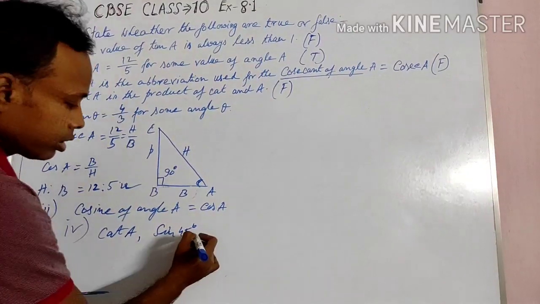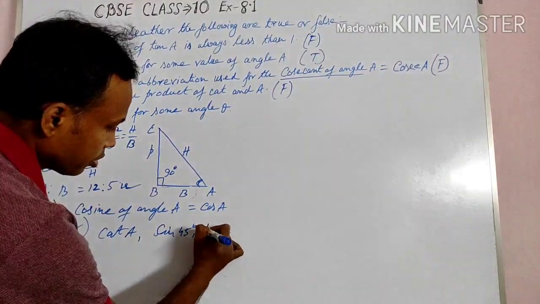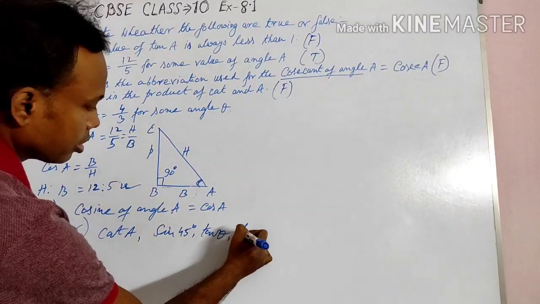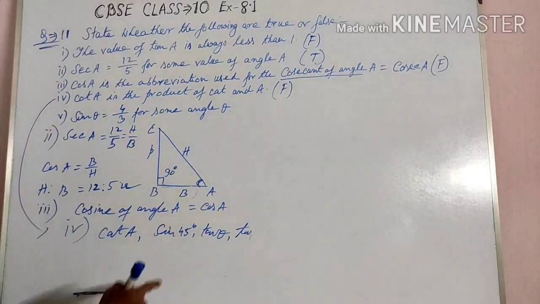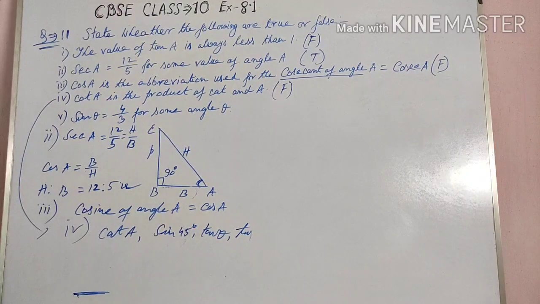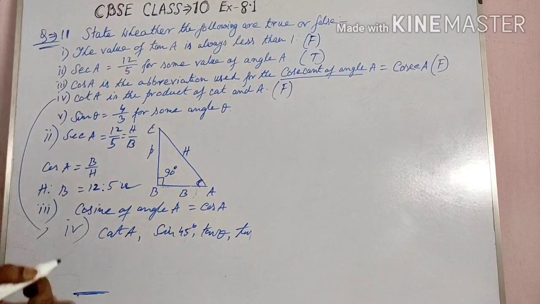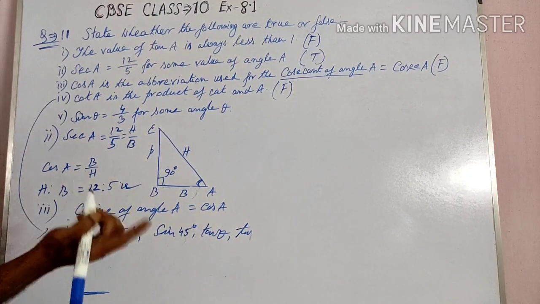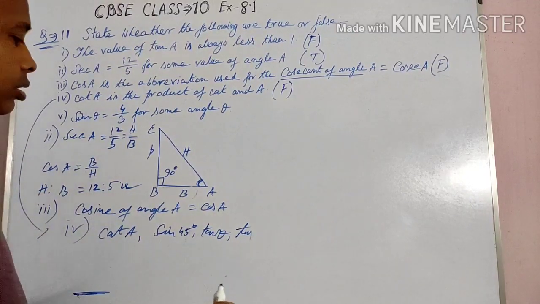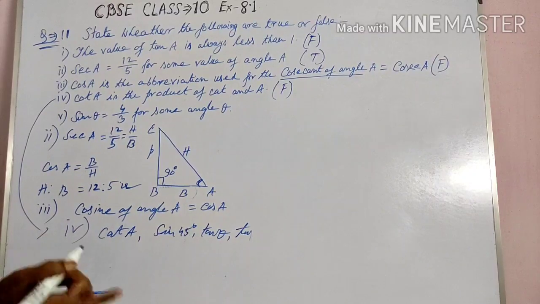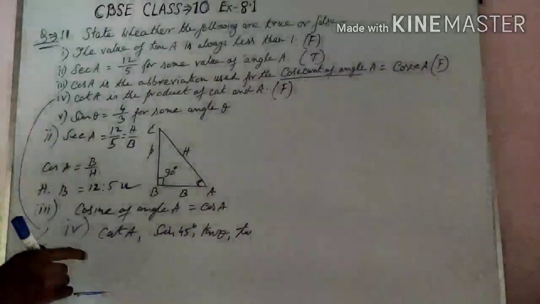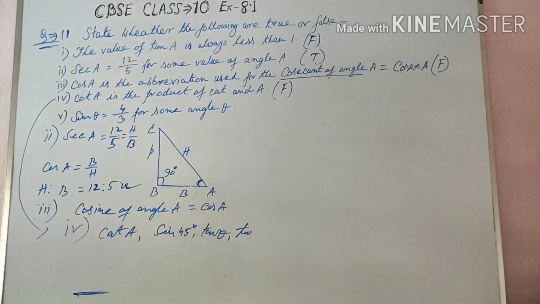So tan theta is meaningful, but only tan is meaningless. Okay, without an angle, tan, cot, sec, cosec, all are meaningless. Tan 45 degrees, tan 1 degree, tan 2 degrees, or cot 1 degree, cot 2 degrees, or cot theta, cot beta, cot of any angle will be meaningful.